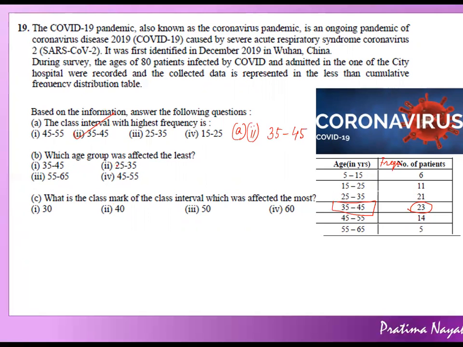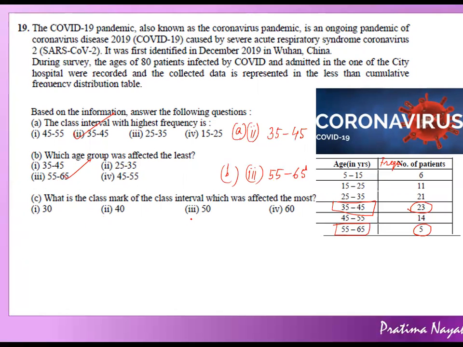Second part, which age group was affected least? Least is this one, so this group is 55 to 65. So B part is your third option. What is the answer? 55 to 65.